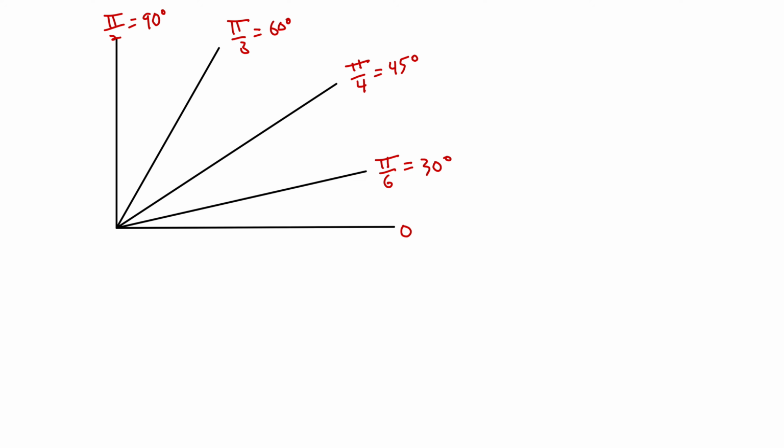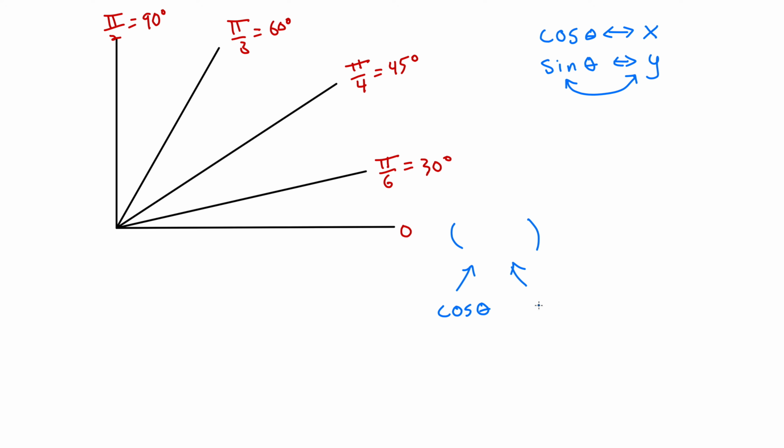Now, one thing that comes up a lot in trigonometry is that cosine of theta goes with x. And sine of theta goes with y. Sine goes with y. They kind of rhyme. That's one way to remember it. So I'm going to label the sine and cosine of each one of these angles, but I'm going to do it as an ordered pair. And as each one of these ordered pairs goes, the first thing is going to be the cos theta. The second term is going to be the sine theta.